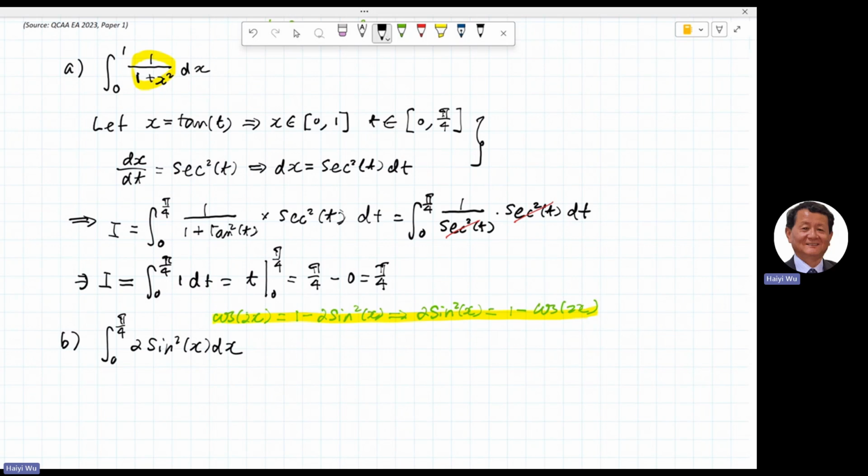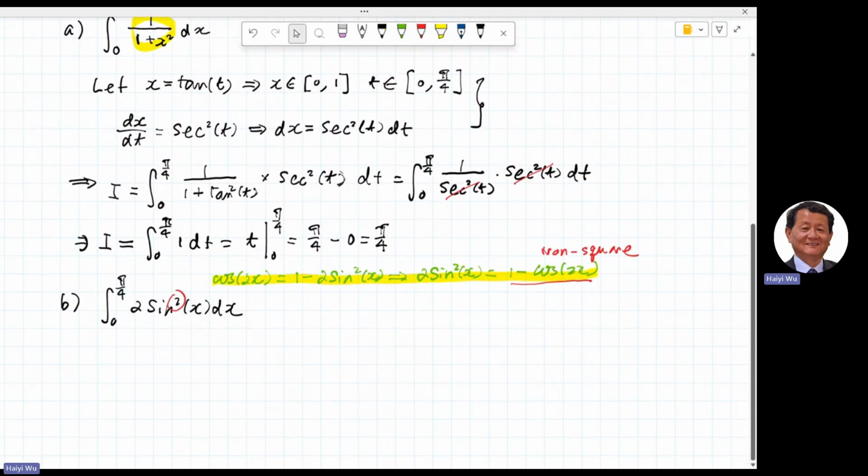So we switch the sine squared to non-squared. The key is we don't want that square. So we want to change to non-squared, which will be a lot easier to integrate. So we say this is equal to, still the same, 0 to pi over 4, of 2 sine squared becomes the bracket 1 minus cosine 2x dx. So now it's easy to integrate.